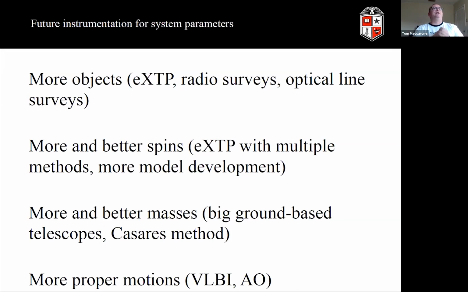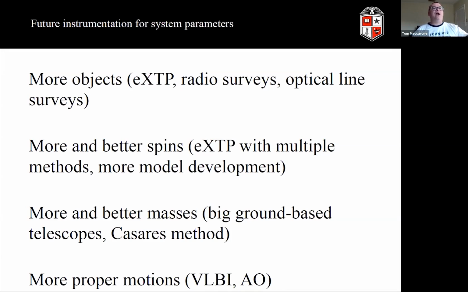Okay. Next thing is we need more and better spins. And so EXTP, because it has multiple methods to probe the spin, is a really good way to go forward with that. But also probably more model development is needed to make sure that the spins that come out are really actually reliable. All right, and then we need more and better masses for these things.